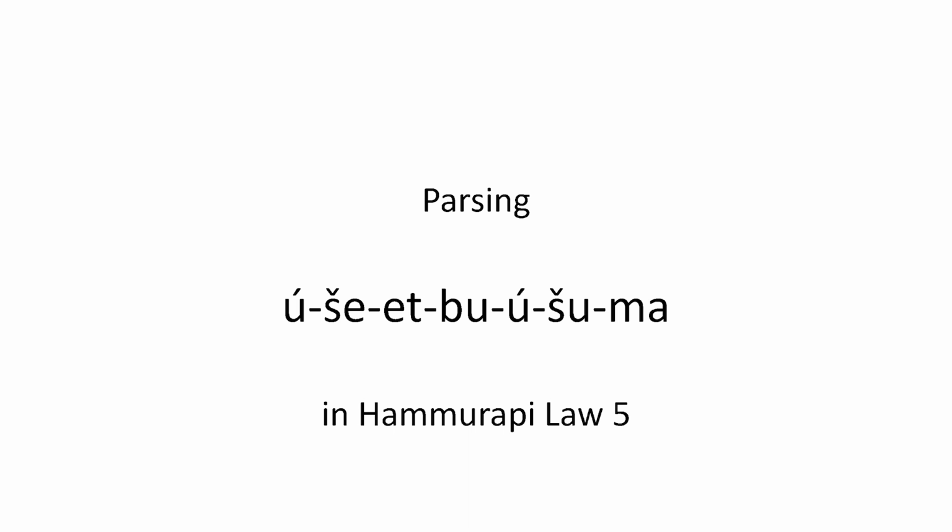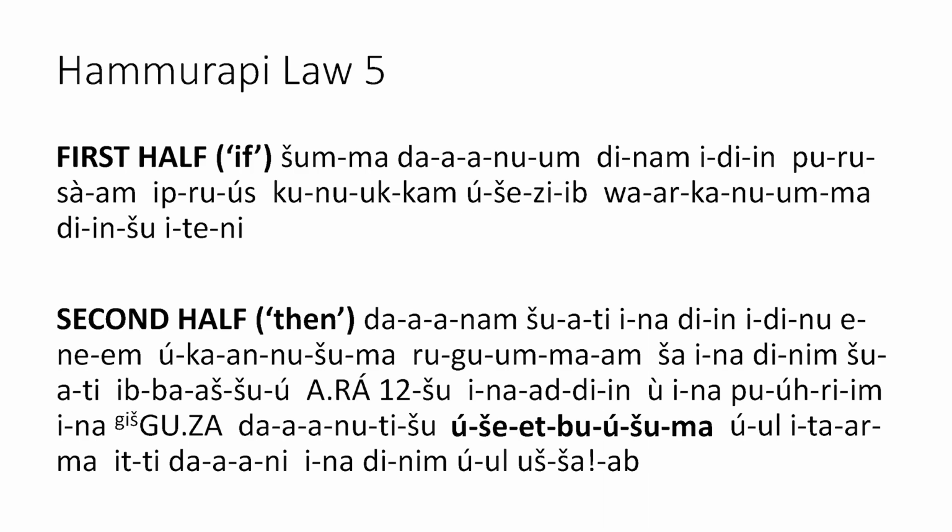Parsing Ušetbûšu-ma in Hammurapi Law 5. Hello, let's parse the verb form Ušetbûšu-ma. This is one of those forms that are baffling when you first look at them, but which unwrap in a very logical way once you know how to unpick them. This form occurs in the second half of Hammurapi Law 5.